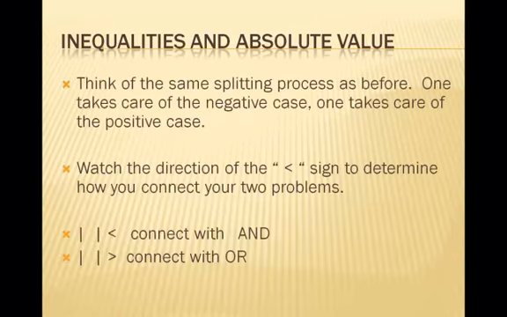Here are some quick tips before we get started on that process. First, think of splitting your problem into two pieces like we did before, one taking care of the negative case and one taking care of the positive case. Also, watch the direction of your inequality sign. That really determines how you need to connect them. If you have the absolute value less than some number, then you want to connect those two problems using the word and. If you have the absolute value greater than some number, then you want to go ahead and connect them using or. And of course, be very careful with your technique, whether you're using and or or, and what you should be doing.